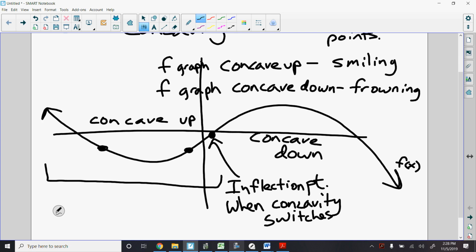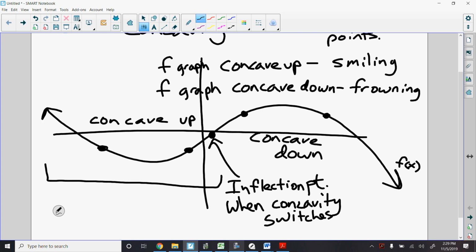Just like the concave down section, F sometimes was increasing, sometimes was decreasing. Again, this point right here, the graph is definitely frowning there, but F is still increasing. Here F is frowning and F is decreasing. So they're determined very differently than increasing and decreasing, right? We can be concave up and increasing. We can be concave up and decreasing. We can be concave down and increasing and concave down and decreasing.